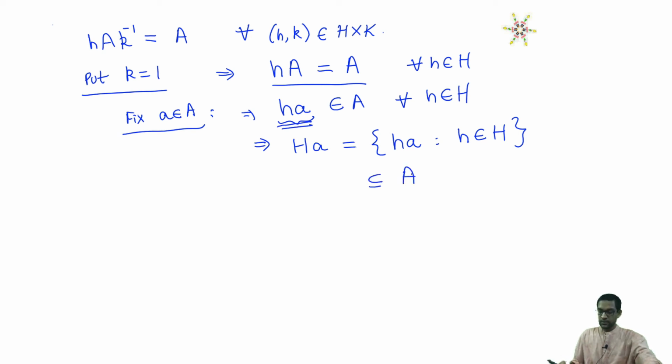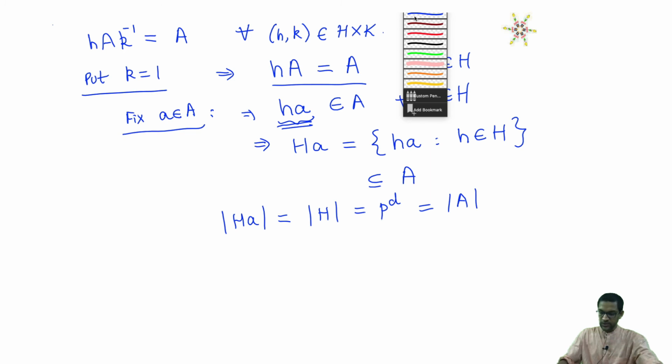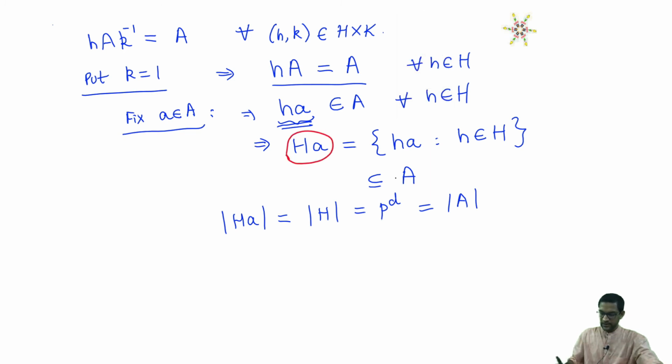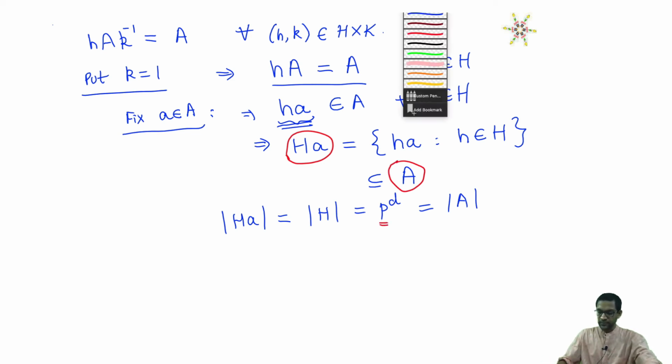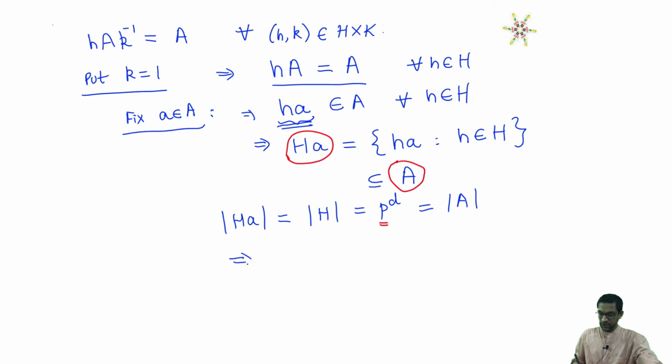coset is in A. But observe the following: the right coset HA has the same cardinality as H, right? Right cosets have the same cardinality as the subgroup themselves, which is p power d, and in fact that's also the cardinality of A. So this right coset HA and this set A both have cardinality p power d, and one is a subset of the other, which can only happen if they are equal. So HA must equal the set A.